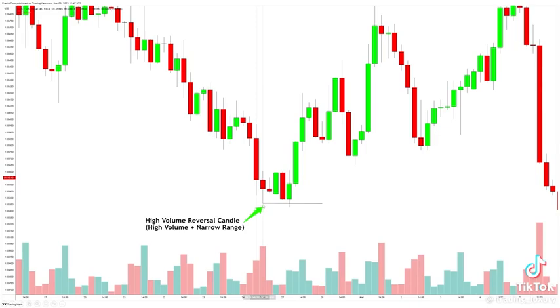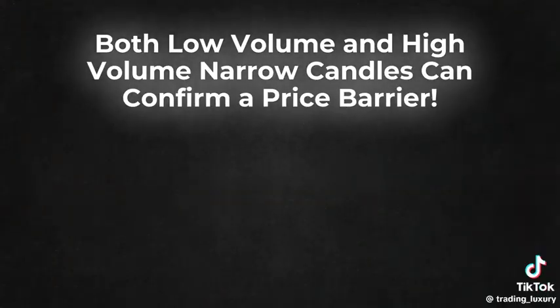Observe also how this creates a natural support level at the low of the candle in question. Once price returns to it a few candles later, we see those powerful buyers begin a new upward price movement. Notice an interesting detail about narrow range candles. Both the high volume and low volume versions of narrow range candles can mean a reversal, but for different reasons. This is called volume ambiguity.